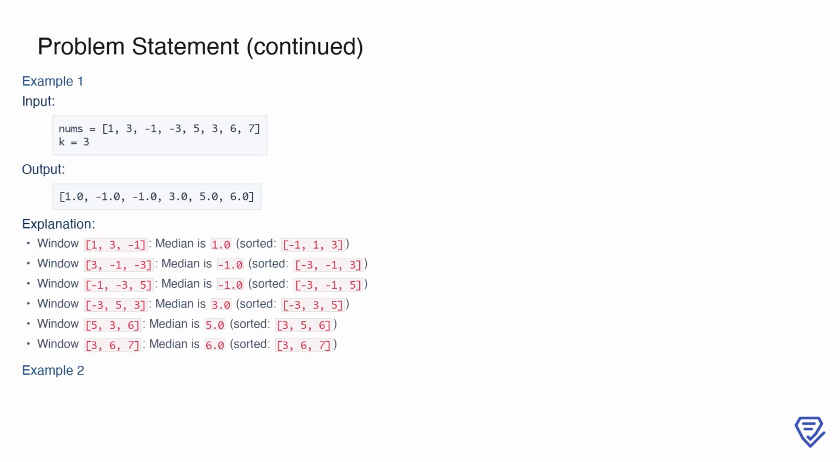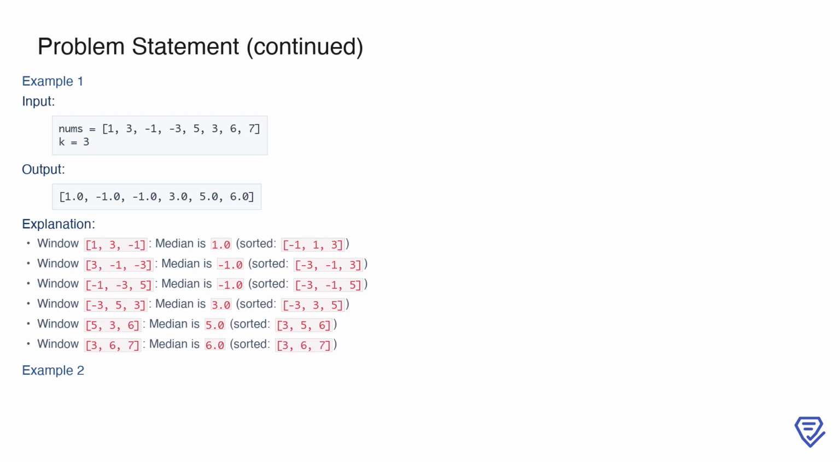Looking at a concrete example, suppose nums is 1, 3, -1, -3, 5, 3, 6, 7, and k is 3. The output array for this input is 1.0, -1.0, -1.0, 3.0, 5.0, 6.0. Let's break it down step by step.